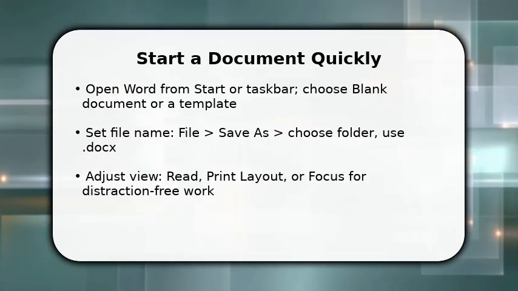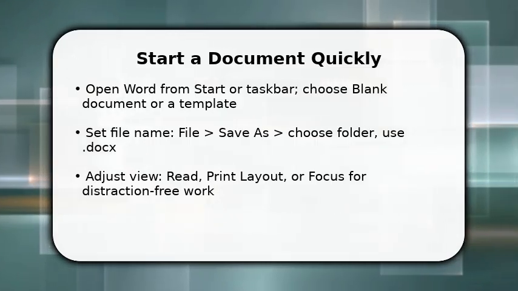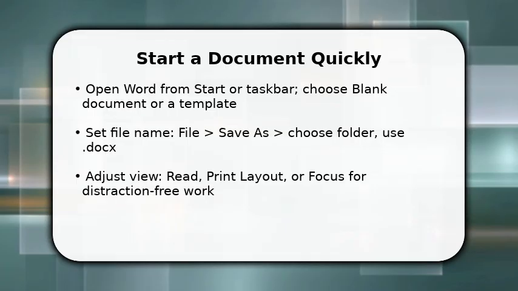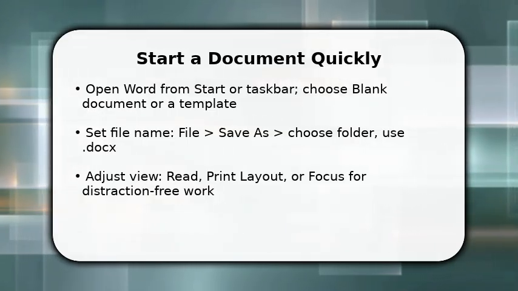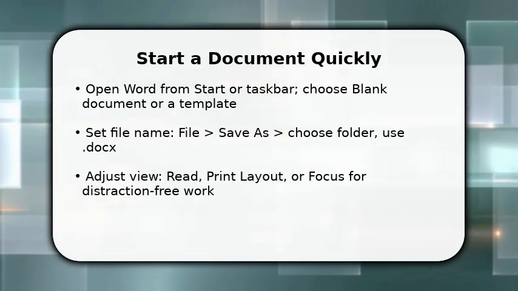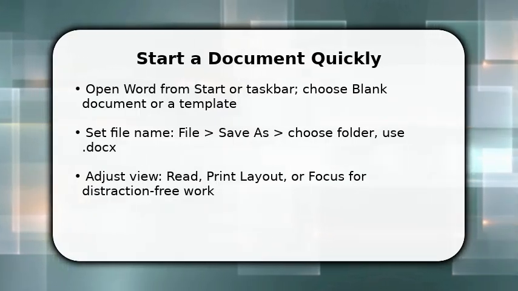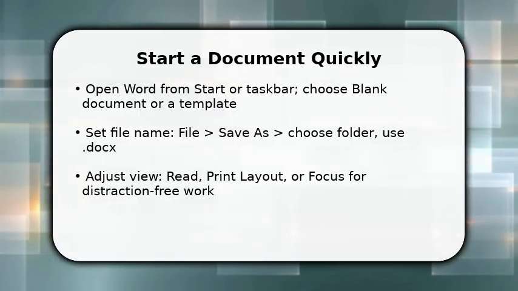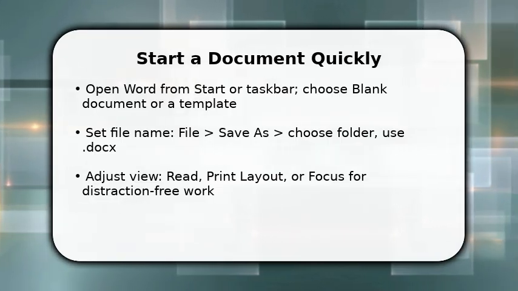You're ready to start. Open Microsoft Word and pick blank document or a template that matches your goal. Next, save immediately so autosave tracks changes. Go to File, Save As, pick a folder and name the file with docx. Once saved, make sure your view suits the task: print layout for formatting, read mode to skim, or focus to reduce clutter. These first steps lock in file location and layout so you can work without losing changes.